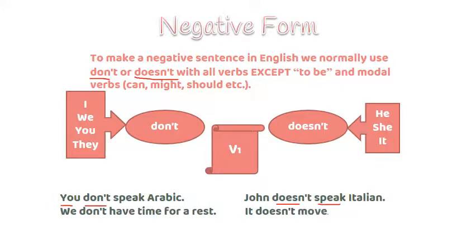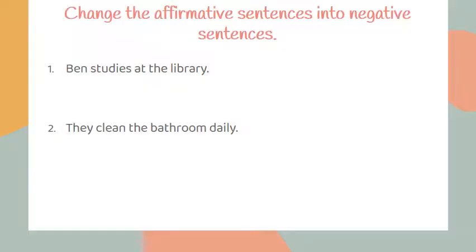Another example: we don't have time for a rest. It doesn't move. You see, doesn't. Here I have we, so it takes don't. Here I have it, so it takes doesn't. And also I remind you that when I use doesn't with the singular subject, I do not add s to the verb.